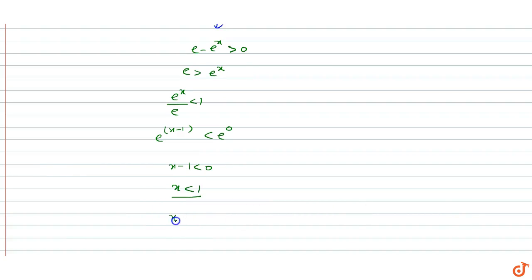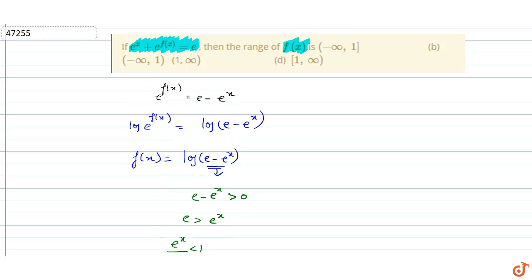तो x की रेंज होगी माइनस इन्फिनिटी से 1. सो दिस इज़ आवर आंसर. अगर हम ऑप्शन चेक करें तो ऑप्शन बी इज़ द करेक्ट आंसर.